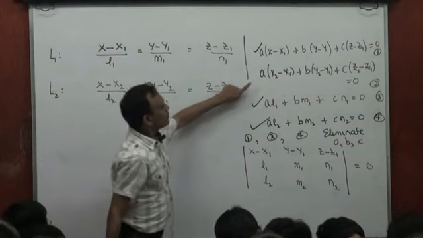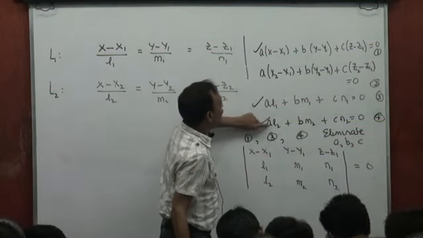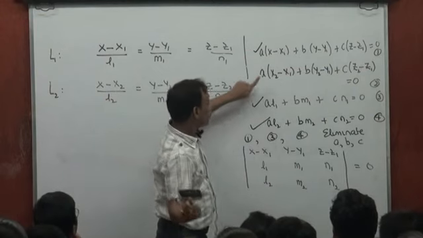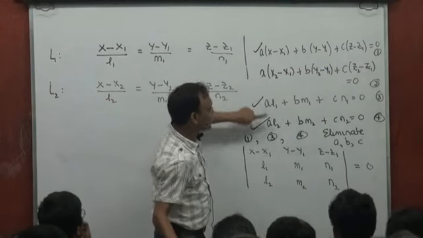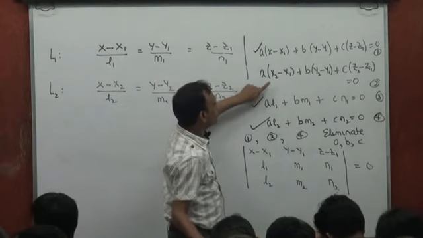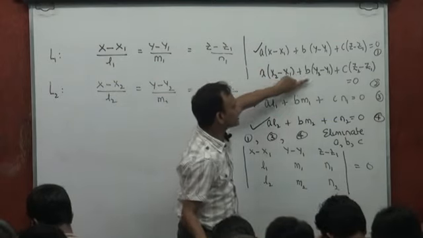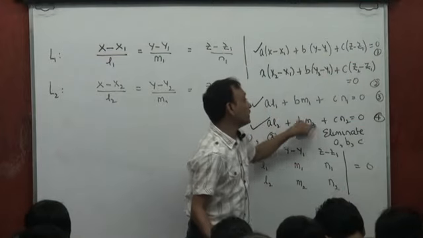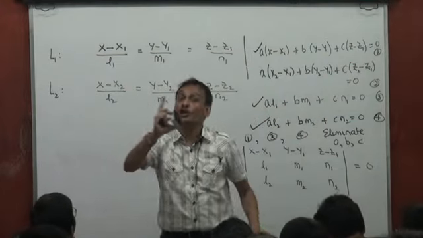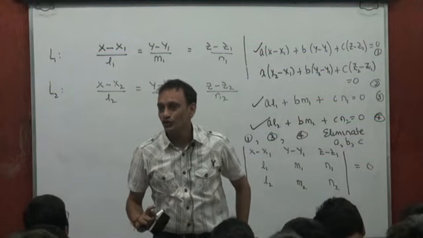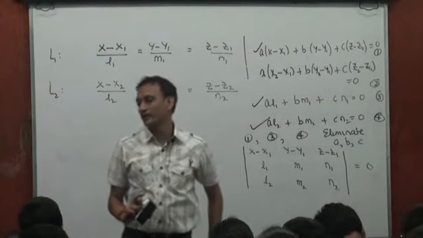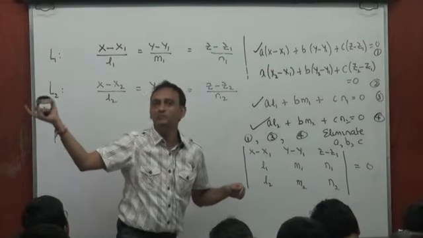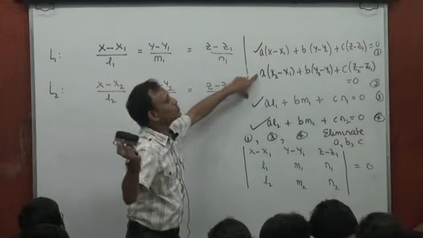In fact, if you used 2, 3 and 4 to eliminate a, b, c, you will get the condition for coplanarity. You will get the determinant x2 minus x1, y2 minus y1, z2 minus z1; l1 m1 n1; l2 m2 n2 equal to 0, which is the condition for coplanarity of the two lines. I didn't do that again because we've already done that from independent equations. So I didn't use 2 again.